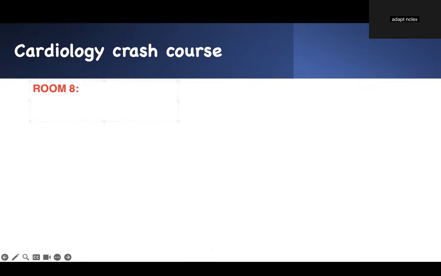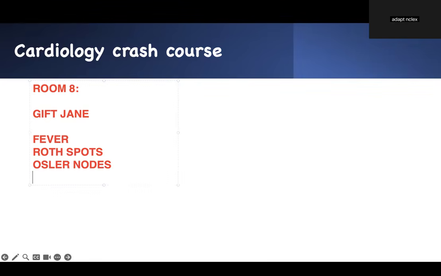On the left side, the patient is what? He said he got a parcel, a gift from Jane. Wow, I got a gift from Jane. And what did Jane say? Well, you have a fever. You have Roth spots. Really? I have Osler nodes. And what else? I have a heart murmur too. And then what is the problem?